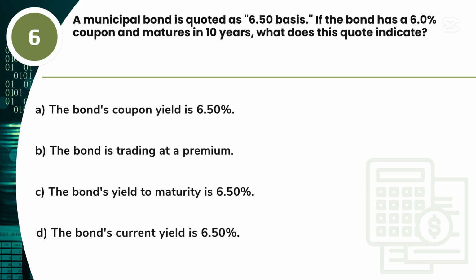Question 6. A municipal bond is quoted as 6.50 basis. If the bond has a 6% coupon and matures in 10 years, what does this quote indicate? A. The bond's coupon yield is 6.5%. B. The bond is trading at a premium. C. The bond's yield to maturity is 6.5%. D. The bond's current yield is 6.5%.